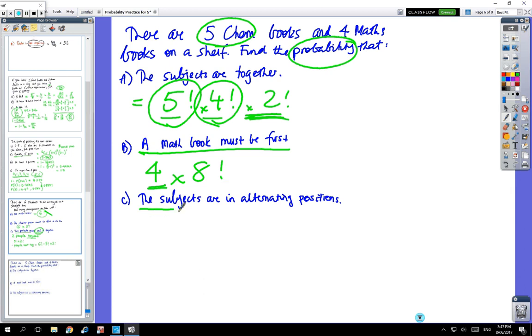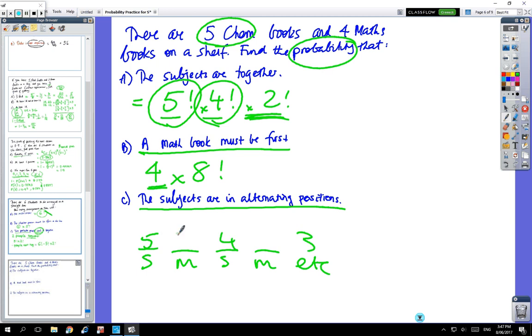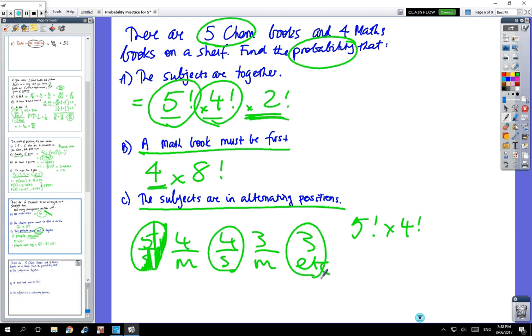Okay, the subjects are in alternating positions, so we have to start with the science book because there's more sciences, so we can't start with maths. So science, maths, etc. So the positions will be 5 and then 4, then 3, and the maths books will be 4, then 3. So this one will just be 5 factorial times 4 factorial. Okay, because the science books are just going to alternate. So it'll be 5, 4, 3, 2, 1, and the maths books will be 4, 3, 2, 1. So that's a factorial.